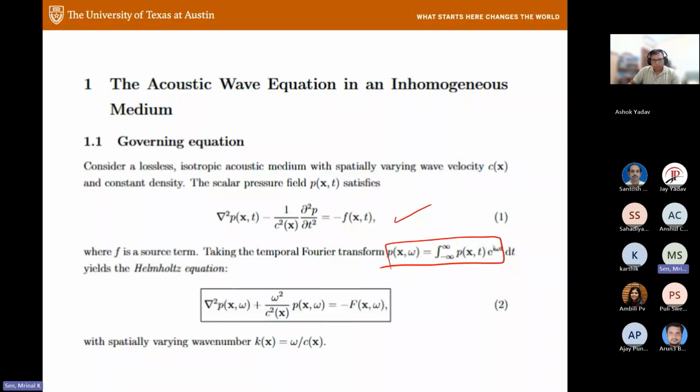So what we have here now is omega squared by c squared. You have seen this repeatedly during my presentation. This omega squared by c squared is our wave number k squared. And on the right hand side, I have the source term. So the question is, how do we actually solve this equation when velocity, which is given by c here, is a function of x, where x could be x1, x2, x3, or x, y, z?